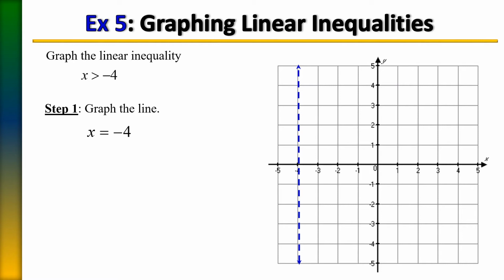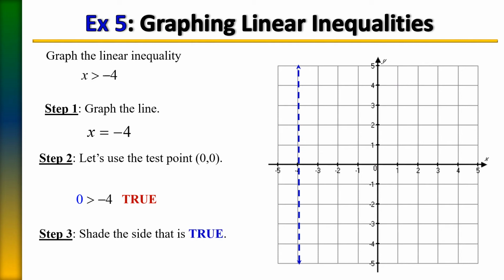So when we plug in a 0 for x into the original equation, we're going to read the statement. 0 is greater than -4. That is a true statement because 0 is bigger than your negatives. So therefore, that was over where the test point of 0, 0 was. That means that you would shade to the right of that vertical line because that would be your true region.